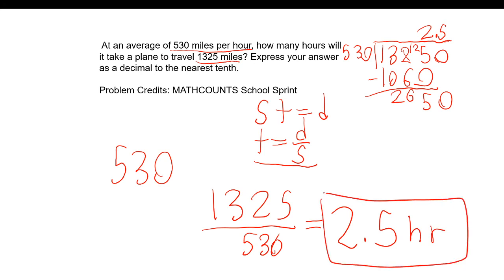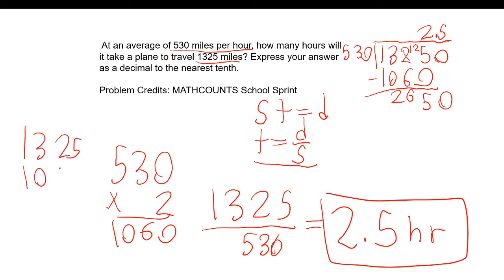Now, the guess and check technique would work like this. We know every hour we travel 530 miles per hour. We know that 500 times 3 is 1,500, so we have to do 530 times 2. Computing this, we have 0, 6, and 10. Now we just subtract off 1,325 minus 1,060. We see we have 265.